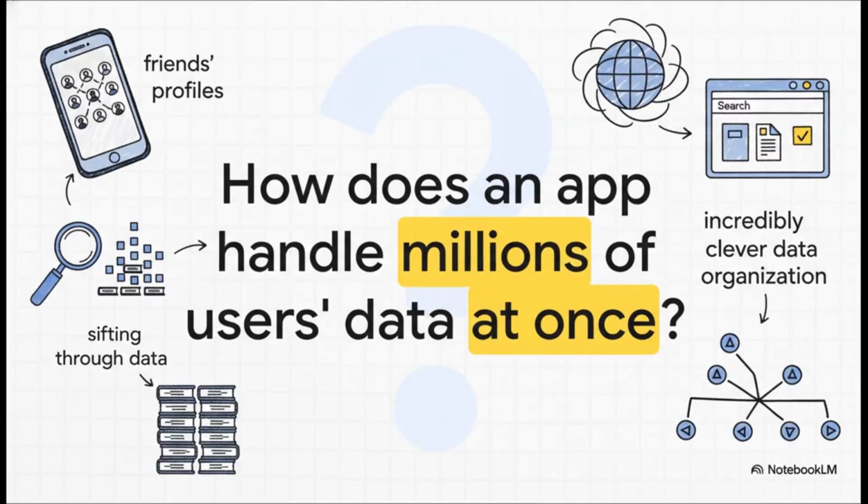You ever stop and think about how an app like TikTok or Instagram can just, instantly find your friend's profile out of literally hundreds of millions of users? Or how Google can search the entire internet in less than a second? Well, that's not magic. It's just incredibly smart data organization. And that is what this is all about.